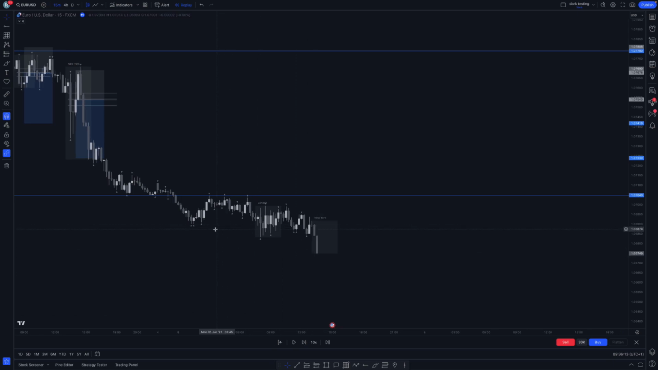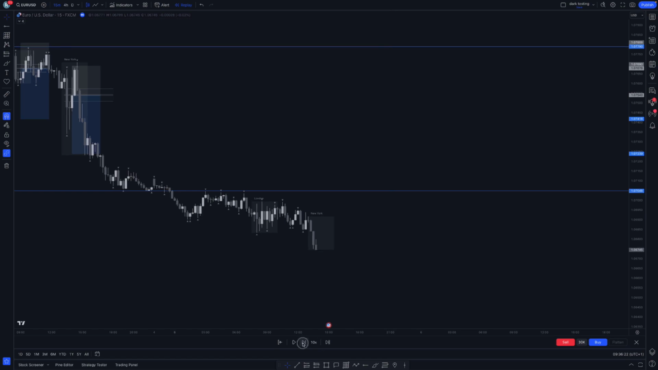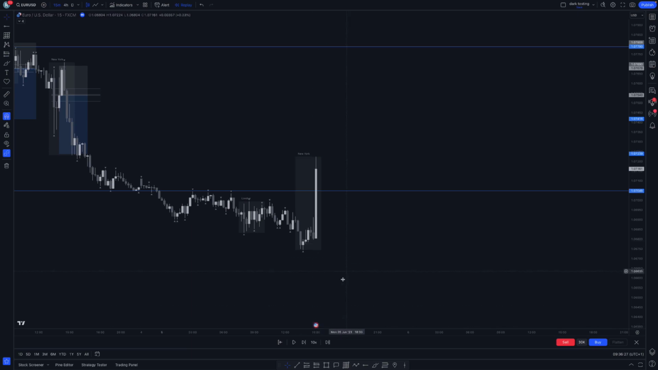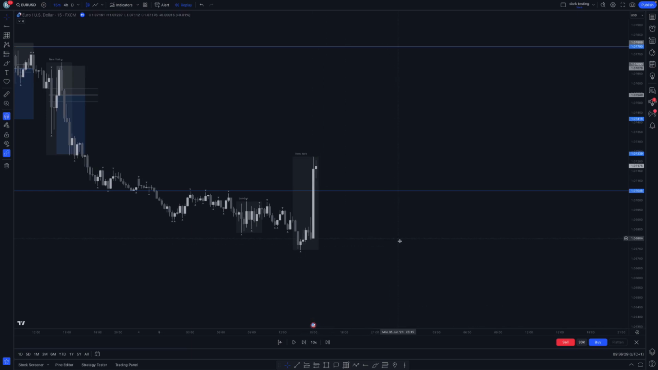During New York, it looks like we now might just continue lower, but after we've had a sweep of the London lows, we could actually now see price move to the upside. And we do actually get a displacement to the upside. But in this case right here, as you can see, this fair value gap is absolutely massive. And for me personally, that's not something that I want to be involved in. So on this day right here, I would just sit out of the market and wait for another opportunity on the next day or whenever one comes.